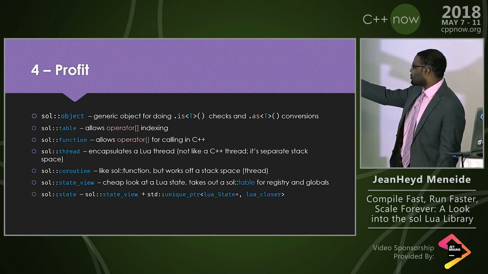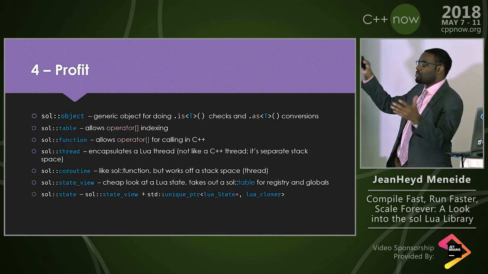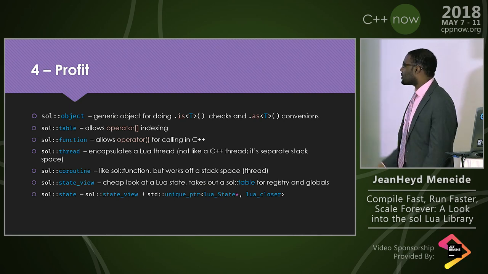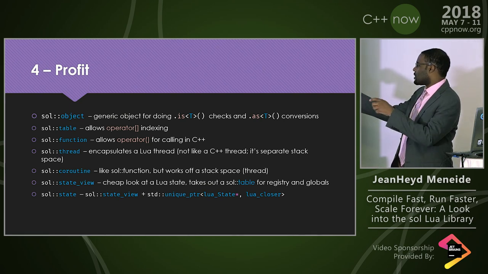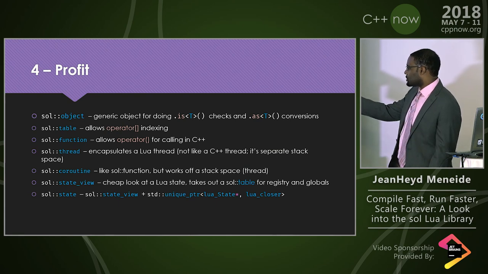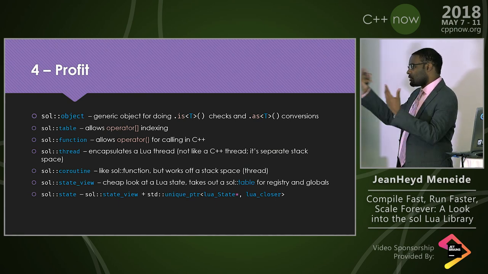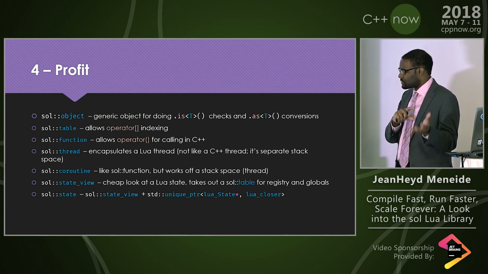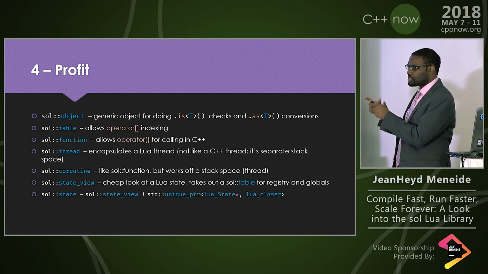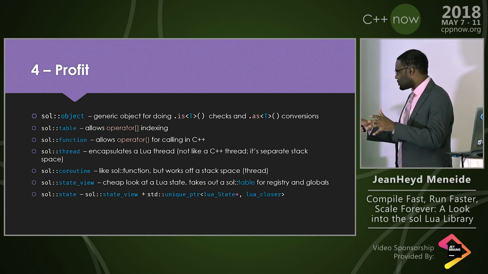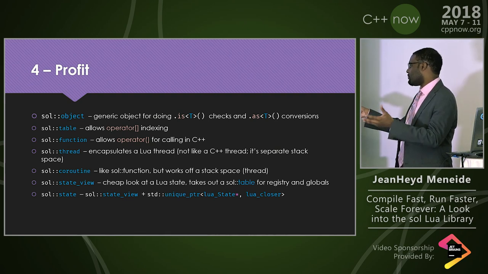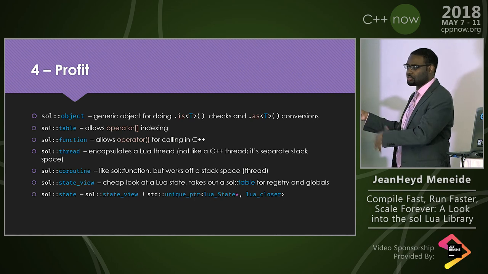And so all we have to do is add member functions that do what people want us to do, right? So we have an is checker that allows us to check if the type for this object is a T, and an as that does a conversion for us if we want it. We have table, which does operator indexing. We have functions that override the operator call for calling in C++. We have threads that encapsulate a Lua thread, which isn't like a C++ thread. It's just a separate stack space so you can run your coroutines on them. That's what those are. We have coroutines, which, again, are these ideas of continuable functions that you can yield and pause and continue and stuff like that.